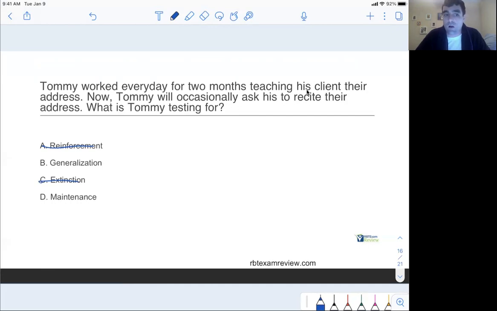Well, is the client having to generalize their address to someone other than Tommy or in a different situation? No, right? It's still Tommy asking for the address in the same situation, just a lot less. So we're not generalizing anything here. What are we doing? We're testing for maintenance. Has the skill maintained, even though we're not continuing training on it? It's very important, especially with the kids we work with, that these skills maintain, even if we're not diligently working on it and training on it every day. So Tommy is probing for maintenance in this situation.